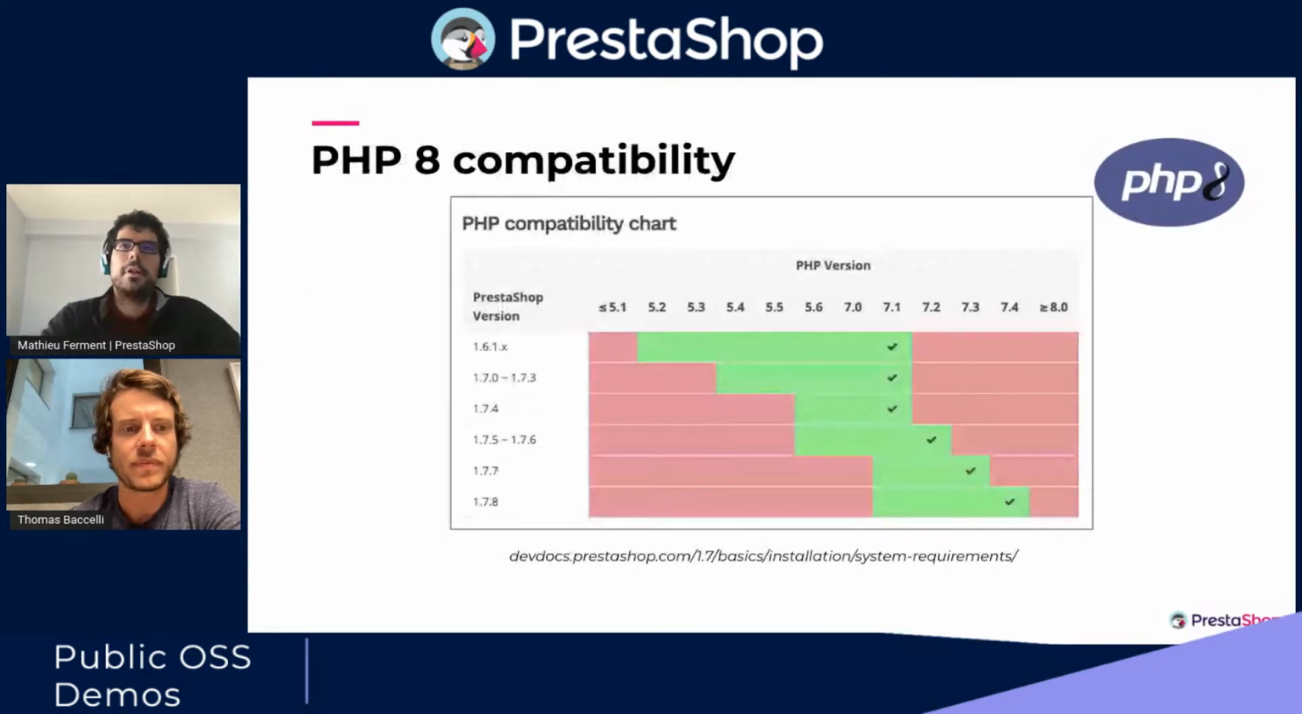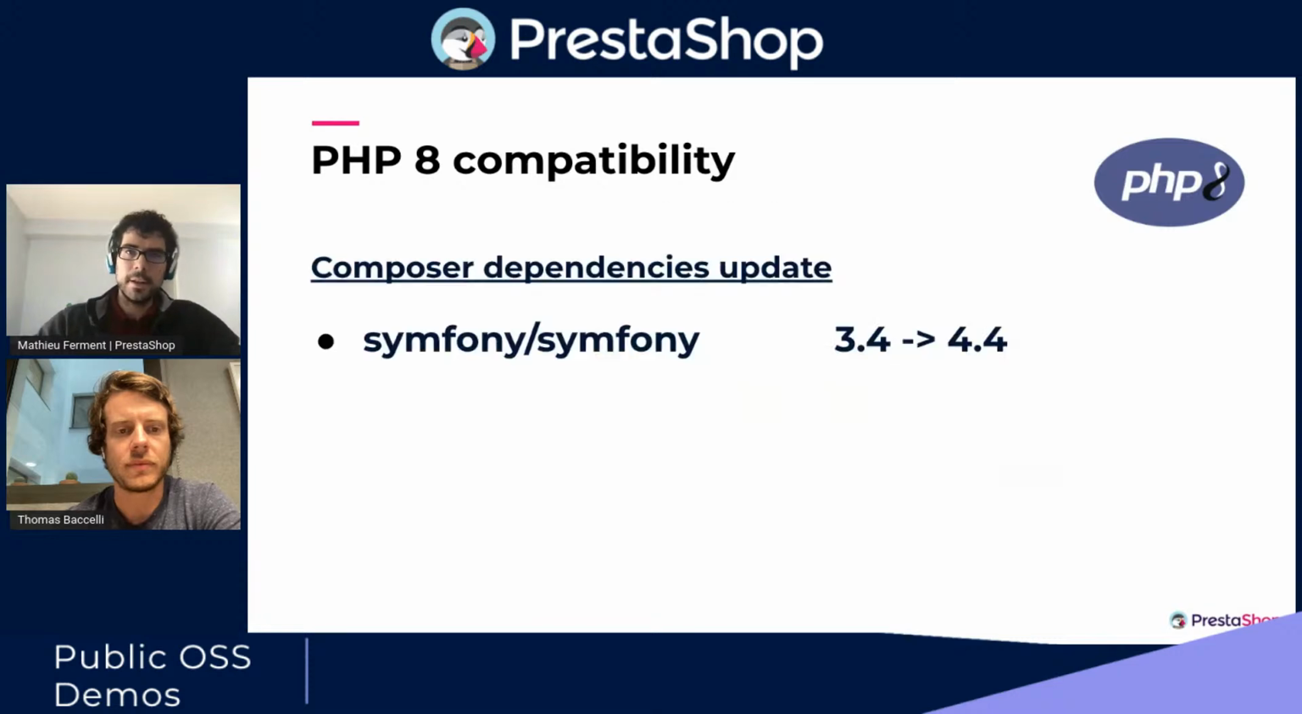So as you know, the current version we are working on, 1.7.8, is aiming for PHP 7.4 compatibility. At each new minor version, we try to follow new PHP versions. It's very important. So obviously, PHP 8 is the next in line. So we started working on it for the next version after 1.7.8. The very first step to achieve PHP 8 compatibility was to upgrade Symfony. This was already presented 2 demos before by Thomas.